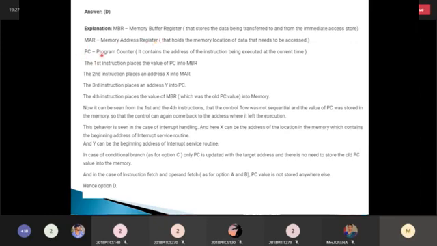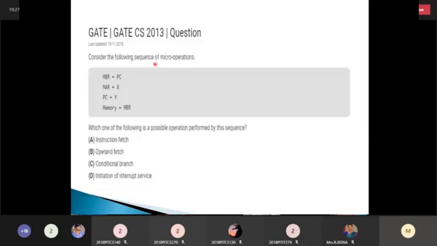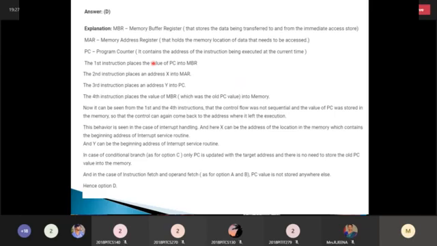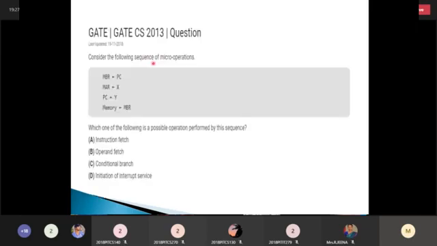Next is the program counter. The program counter contains the address of the instruction that is being executed at that particular moment. So the first instruction places the value of PC into MBR. Second instruction places the address of X into MAR.